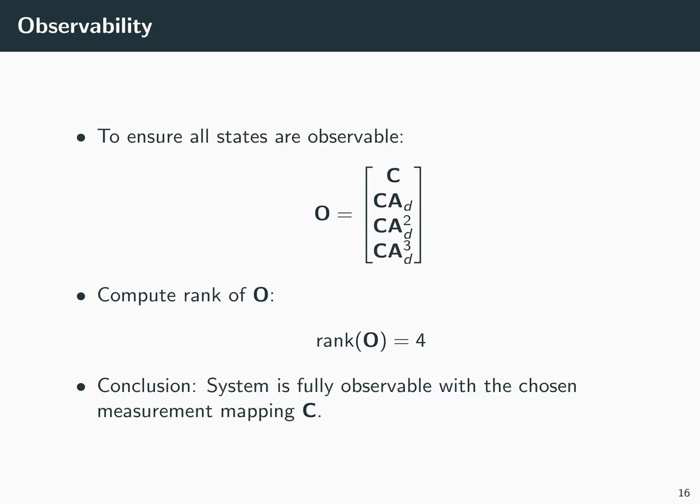Ensuring that our system is observable is essential for accurate state estimation. We construct the observability matrix by stacking the measurement matrix C and its successive multiplications with the system matrix A sub D. In our case, the observability matrix has a full rank of 4, which matches the number of state variables. This confirms that our system is fully observable with the chosen measurement mapping, meaning all states can be inferred from the measurements.